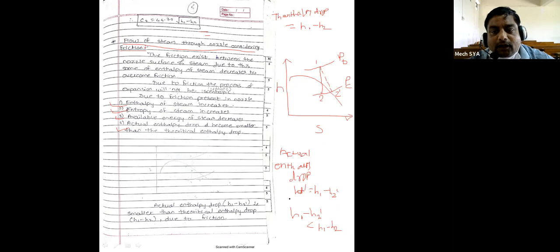Just from this mathematical expression and this diagram we can conclude that enthalpy of steam increases, as point 2 moves to 2 dash. Therefore enthalpy increases, entropy also increases, and available energy, meaning the enthalpy drop, decreases. The actual enthalpy drop becomes smaller than the theoretical enthalpy drop, hence velocity also goes on decreasing. So this is the friction that exists between the nozzle surface and steam. Due to this, part of the enthalpy drop is used to overcome friction.